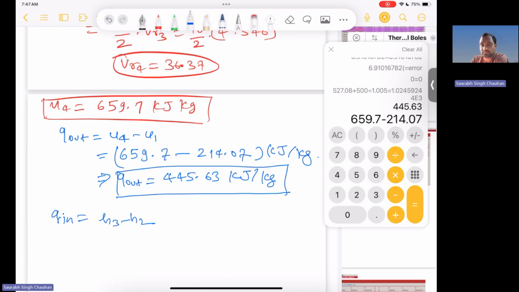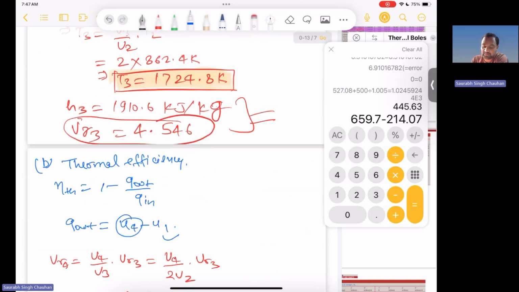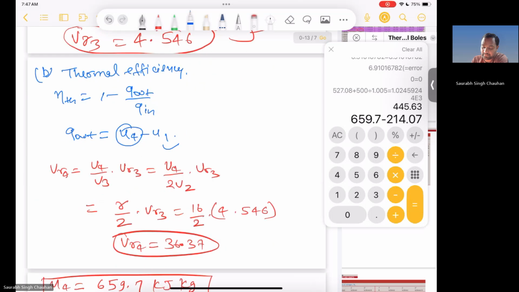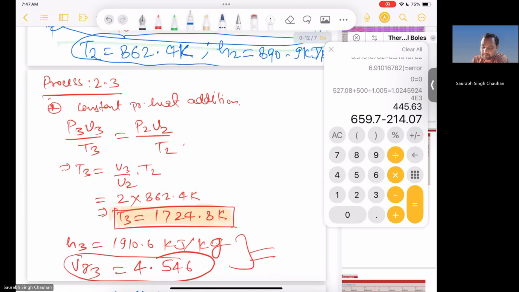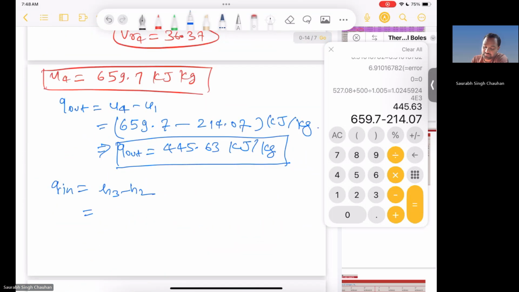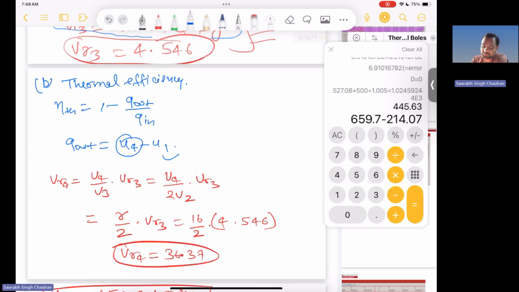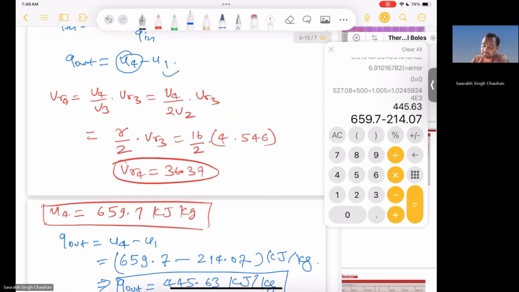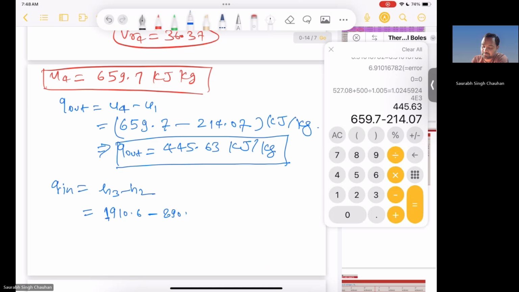H3 minus H2, right? So H3 we have, where is H3? Here is H3, 1910.6, minus H2, where is H2? H2 is 890.9. Again, kilojoule per kg. This is our Qin.